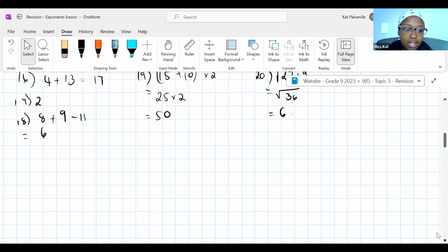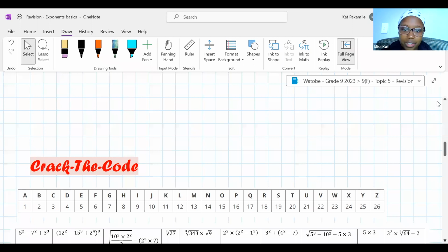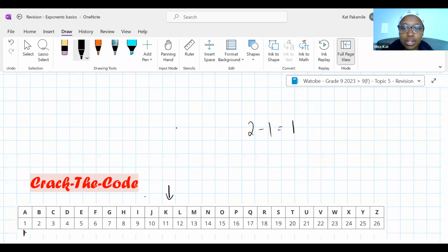crack the code. So this is what's going to happen, guys. If you look here in this table over here, all the numbers are assigned to a value. So A would be the number 1. If you work out a calculation, let's say, okay, I'm going to use a lame example, you have a 2 minus 1, and your answer is 1. So wherever you get the answer of 1, you're going to place A.